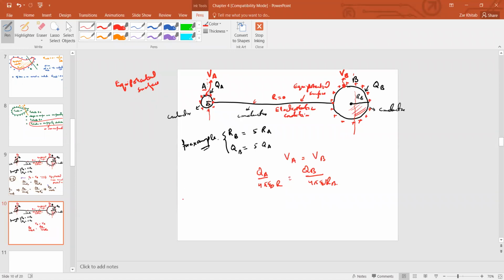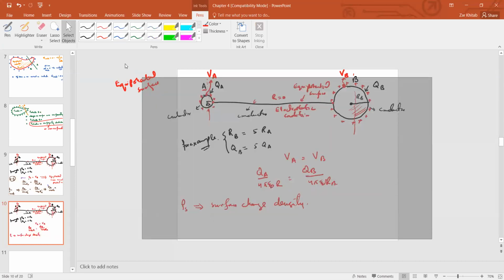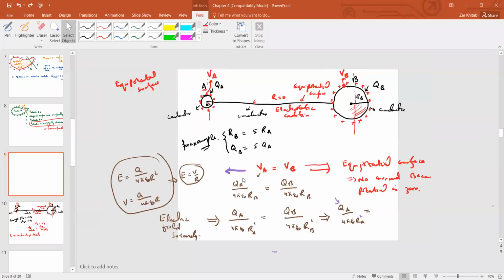Okay. Now, do you remember what was the surface rho S? Rho S was what? Surface charge density, okay? Sorry. Okay, I guess I shall keep both the derivations for you, for your record.